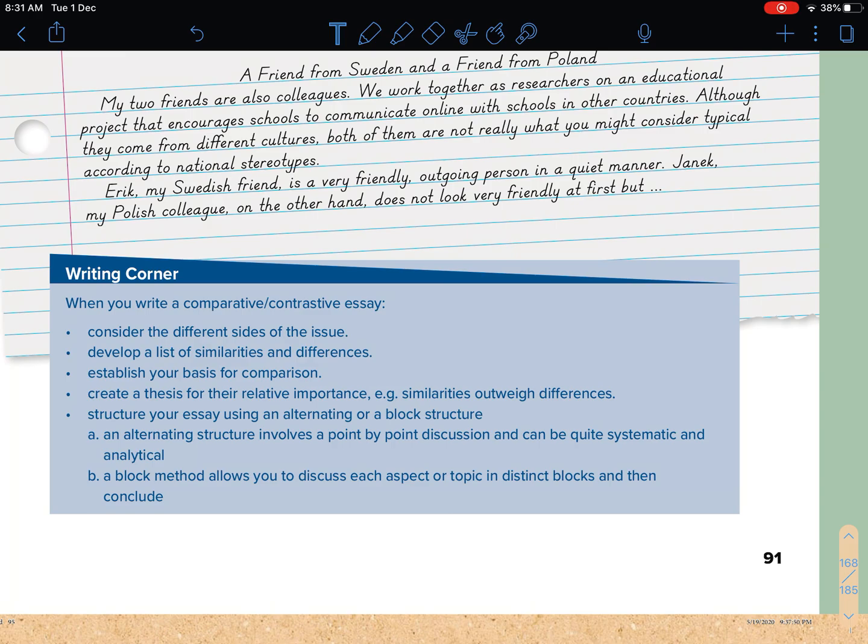Establish your basis of comparison, which is communication. Create a thesis for their relative importance, for example, similarities outweigh differences. Okay, of course you have to create a thesis, meaning there must be a main idea. For example, you want to show that people communicate in the same way whether they are from the same culture or not, or people communicate differently based on their culture, depending on what you believe or what you want to claim. Of course you have to present the main idea as you see in the first paragraph.